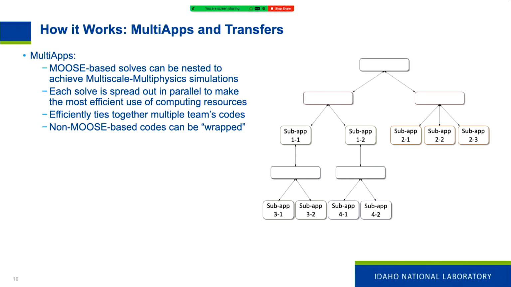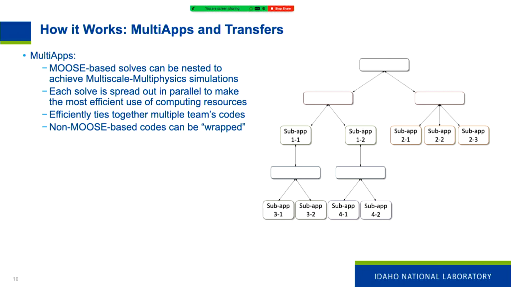So the first capability in MOOSE that enables this is something called MultiApps. What MultiApps does is allow you to create a hierarchy of MOOSE-based solves, all in memory, all spread out in parallel, all executing at the same time, all right? And that MultiApp, we really mean it. We've instantiated thousands of MOOSE-based simulations, all simultaneously, all running on the cluster, all communicating to each other, okay? And this is what allows us to run multiple teams' efforts simultaneously.